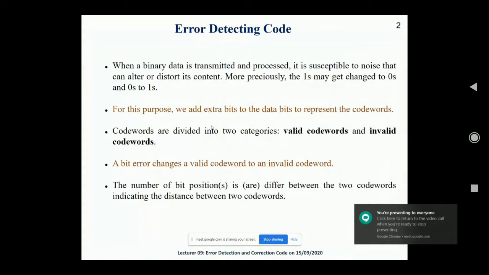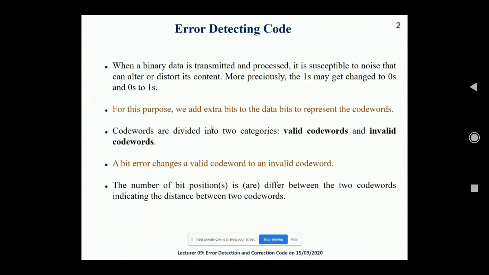So what happens? That device converts the information to a binary sequence. Are you getting my point? A binary sequence means some combination of 0s and 1s, and it is transferred to some other device. When transferring from one device to the other, unfortunately some noise is created.